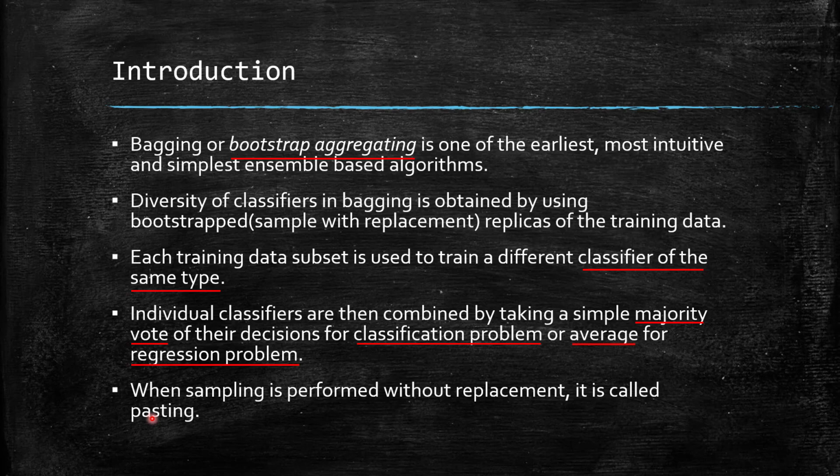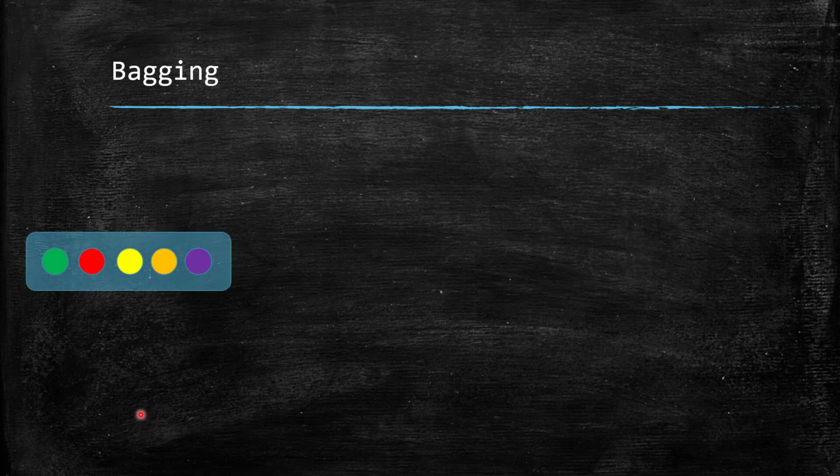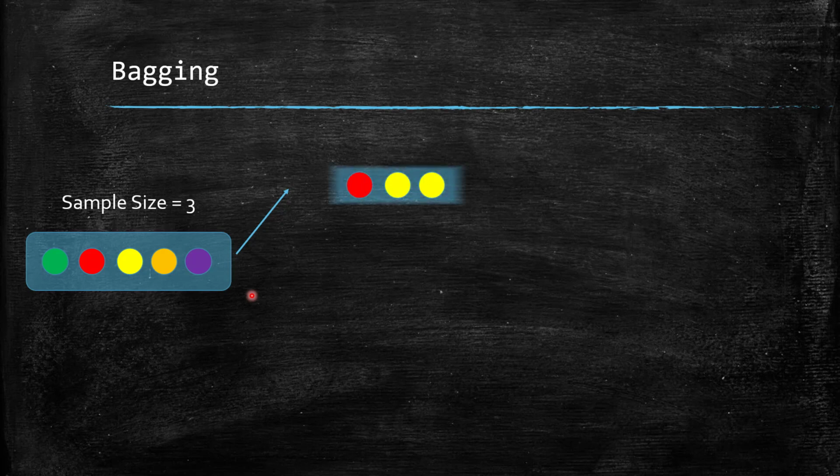Now let us try to visualize how bagging works. Let's say we have this sample data set. As we said, bagging is sampling with replacement, right? So from this data set, we can create a sample like this with replacement. Let's say our sample size is 3. If you see, the first one we picked was red, right? Then we give it back to the main data set.